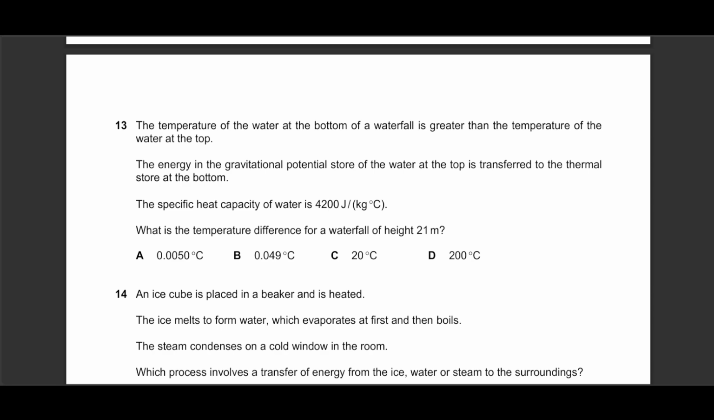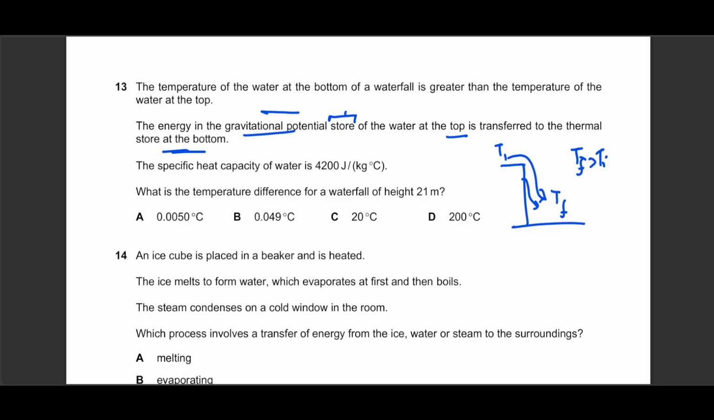Question number 13, he says, the temperature of a waterfall is greater at the bottom, which is definitely the case. The energy comes from the gravitational potential store at the top, transferred to the thermal store. So water is at the top of the cliff and the water is flowing down. It has a temperature T over here and a temperature over here. This is temperature initial, this is final. Final temperature is greater than initial temperature, and they're saying that the gravitational potential energy is transferred from the gravitational store to the kinetic store.